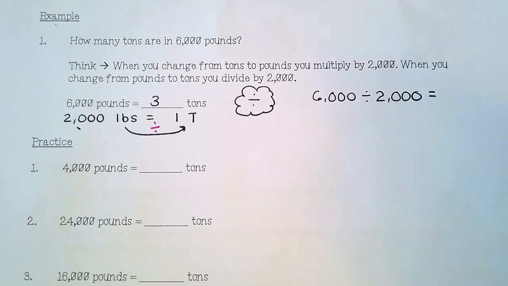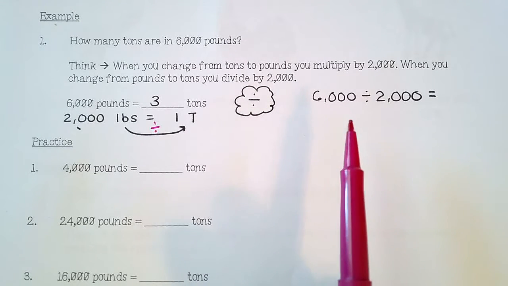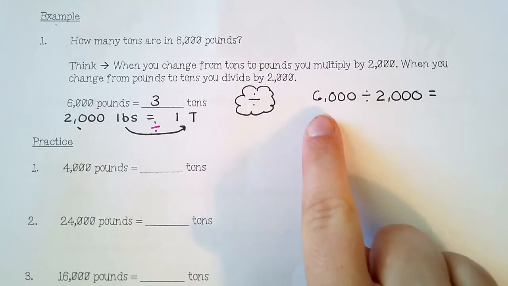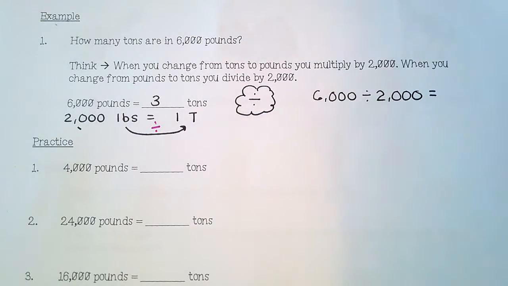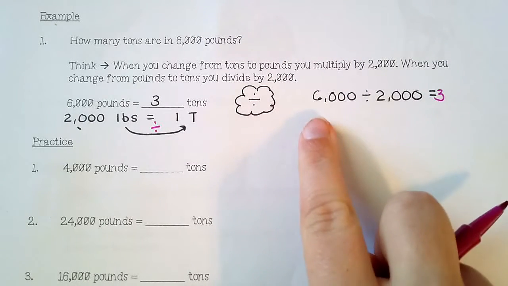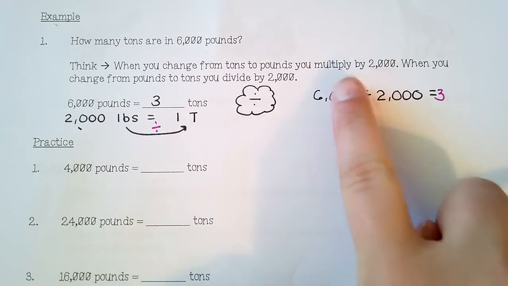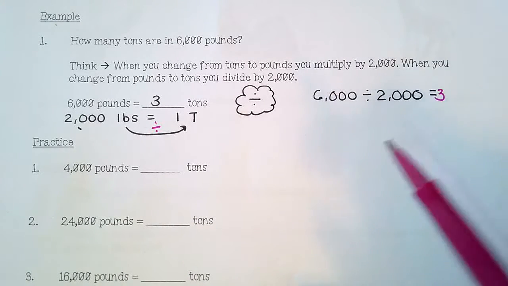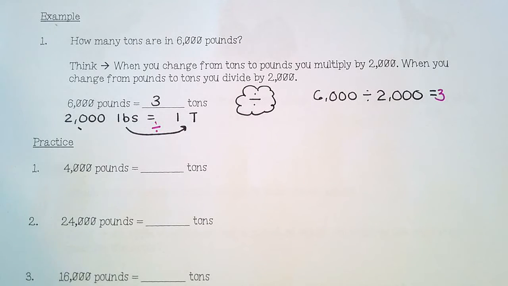Again, you've got all these zeros, you can not look at the zeros, and you can just do 6 divided by 2, which equals 3. Okay, 6 divided by 2 equals 3, and we're not even paying attention to the zeros. Okay, that's how that works. But if that's hard for you to figure out in your head, you can just do it in your calculator too. You could do 6,000 divided by 2,000. But the nice thing about this is the zeros cancel each other out, okay, when you're dividing.